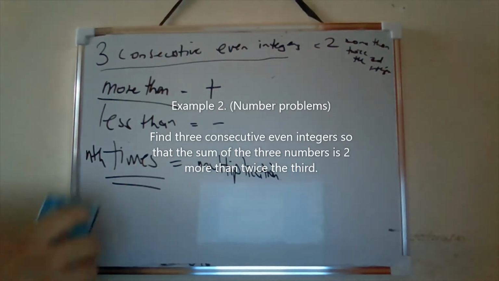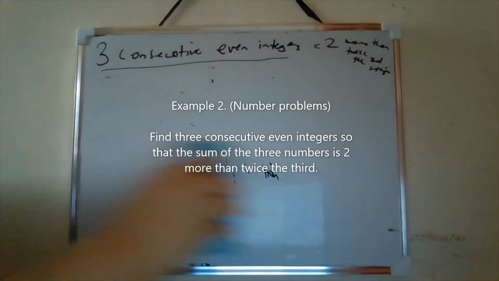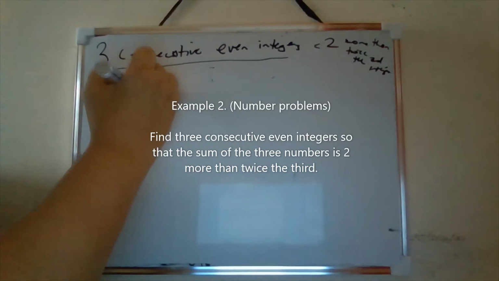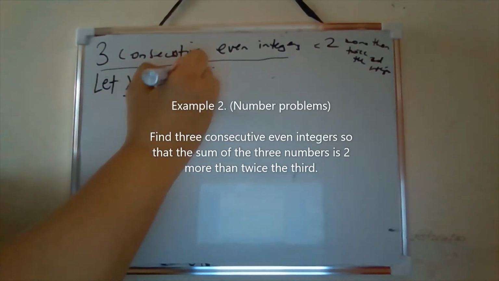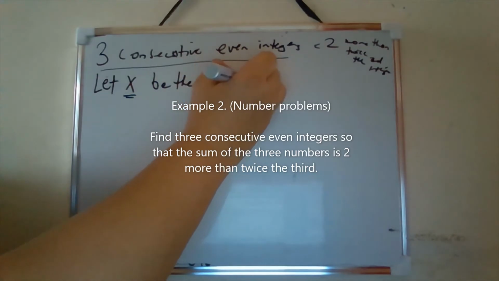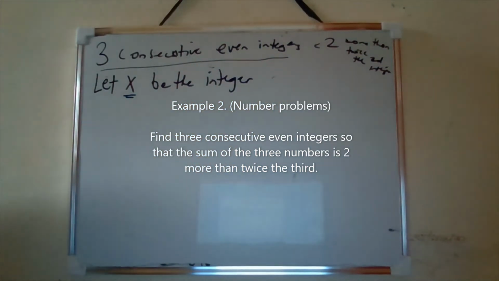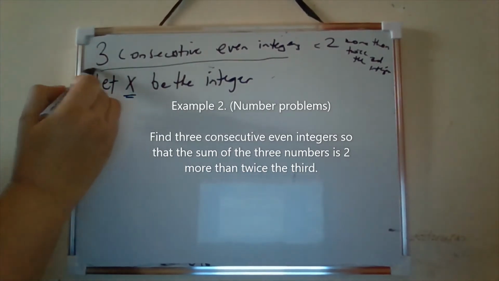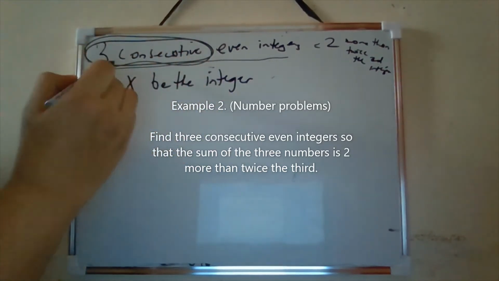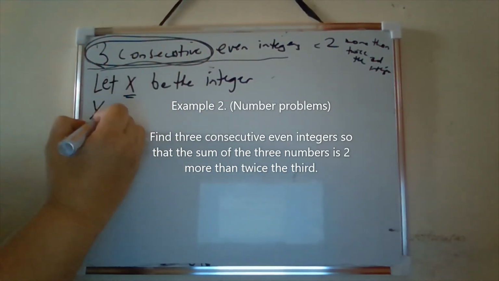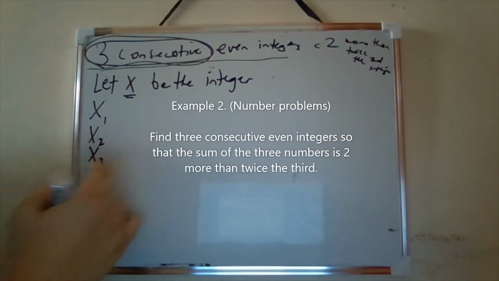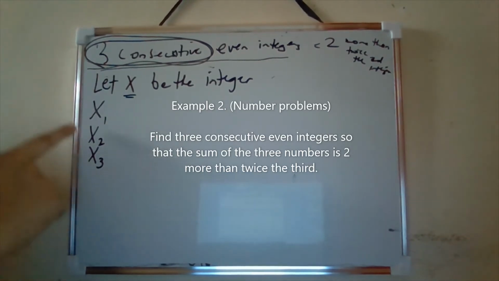Since we are looking for 3 consecutive integers, let us use x. It's always x, that is very popular. So let x be the integer. Now, since we are looking for 3 consecutive integers, that would be x sub 1, x sub 2, and x sub 3. So, 3 consecutive integers: x sub 1, x sub 2, x sub 3.